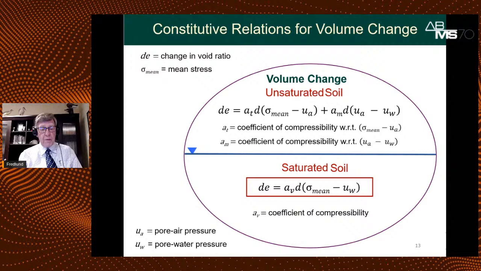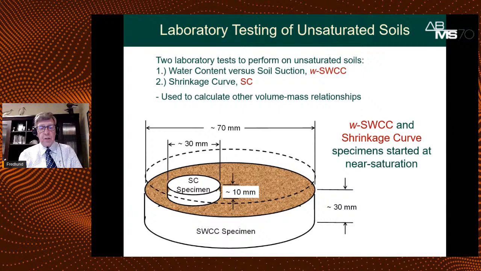The remainder of this lecture will be devoted to the laboratory measurement of unsaturated soil properties and the functions that we will obtain, the soil water characteristic curve, and we will also need the shrinkage curve. There are two relatively easy unsaturated soil properties and tests that can be performed in a laboratory. These are important to the geotechnical engineer. The first one is the gravimetric water content versus soil suction relationship, designated as the gravimetric water content SWCC. And the second is the shrinkage curve test, designated as SC.